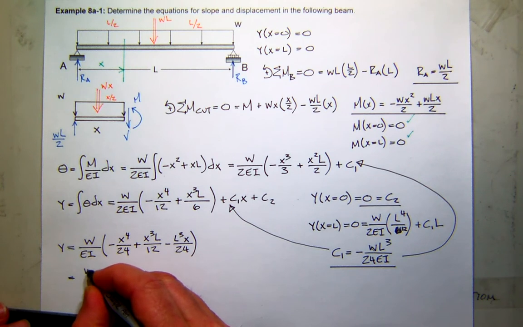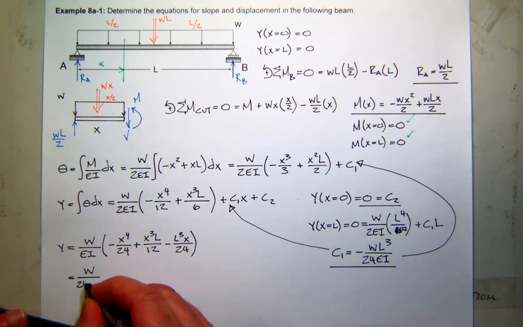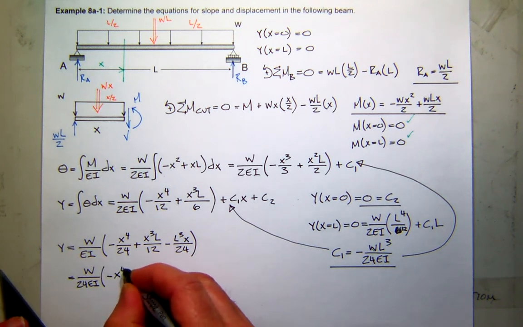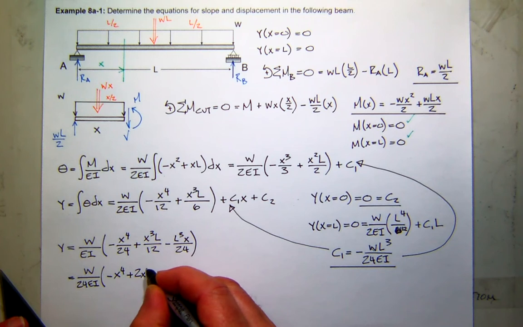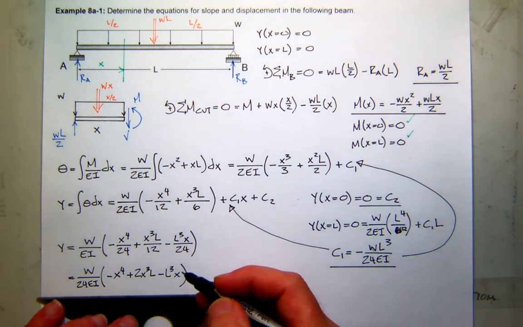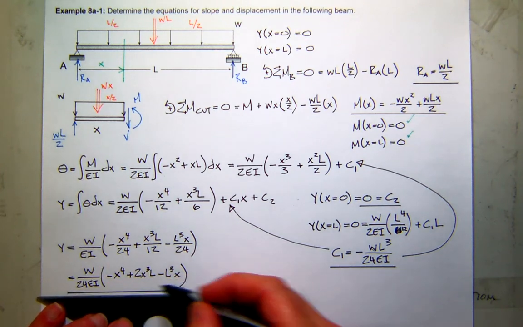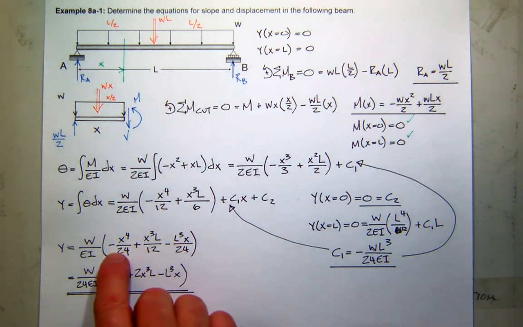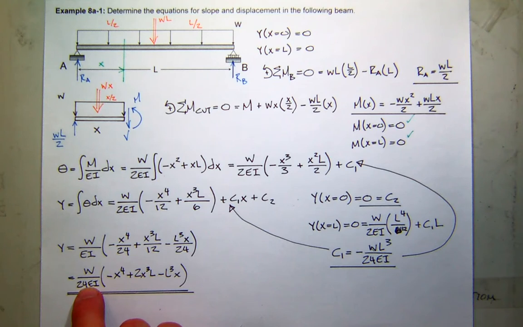And I'll get W over 24 EI. And what am I left with? Minus x to the fourth plus 2x cubed L minus L cubed x. So there's my equation for displacement. You'll see a lot of times they like to do that. They like to pull these denominators out to this common term and then adjust it this way. So let's check real quick and see what the book happens to have.